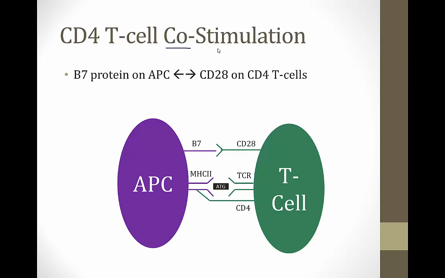CD4 T cells require more than one stimulus in order to become fully active. This is a process called co-stimulation. There is a protein on the surface of antigen-presenting cells called B7, and it has to bind to CD28 on the CD4 T cells in order for the T cell to become fully active. I've illustrated that on the screen here.